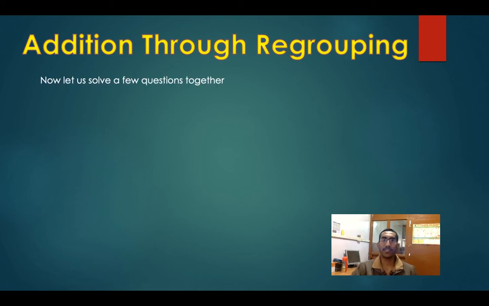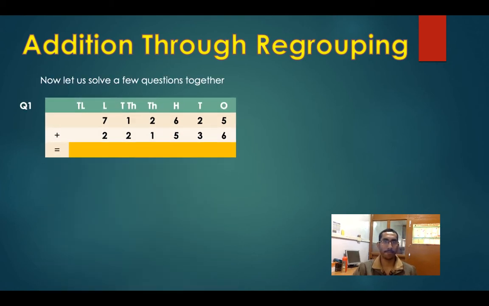Now let us solve a few questions together. So let us see the first question now, which is 7,12,625, which is going to be added with 2,21,536. Here we can see that when we are going to add, we are always starting with ones position, and this has a 5 and a 6, which will give me a sum of 11, right? What shall I do with the remaining 1?